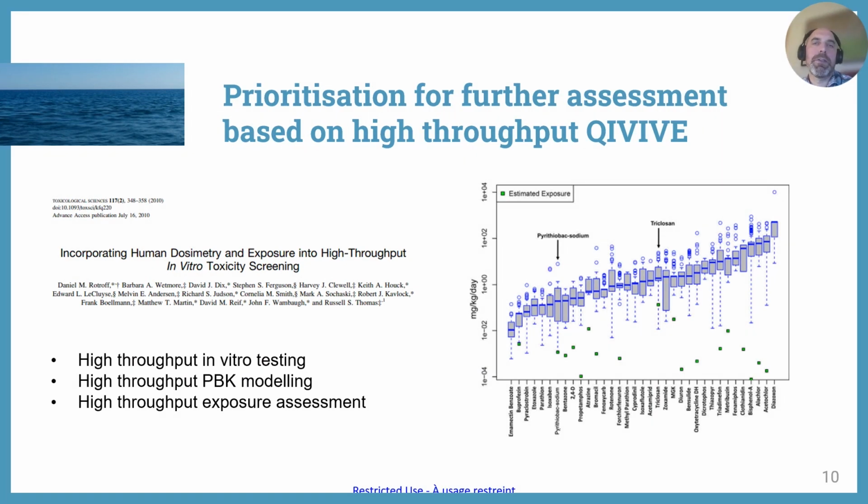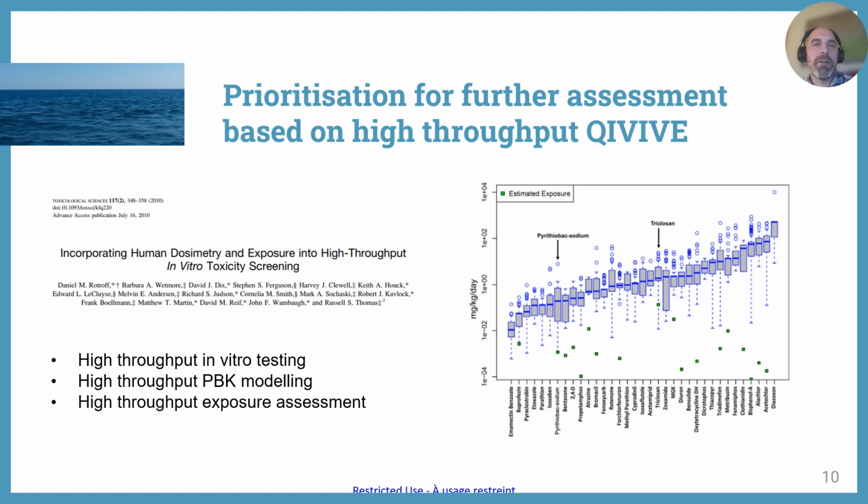Here you see one of the examples of applying high-throughput QIVIVE to support prioritization of chemicals for further in-depth assessment. In these papers, the authors performed QIVIVE for in vitro effect data that were obtained using high-throughput testing, and they also used high-throughput PBK modeling. The obtained oral equivalent doses are presented here as box plots, representing oral equivalent doses for all the in vitro assays considered. The authors also applied high-throughput exposure modeling.